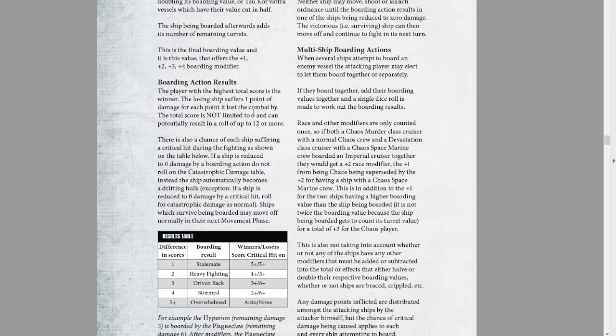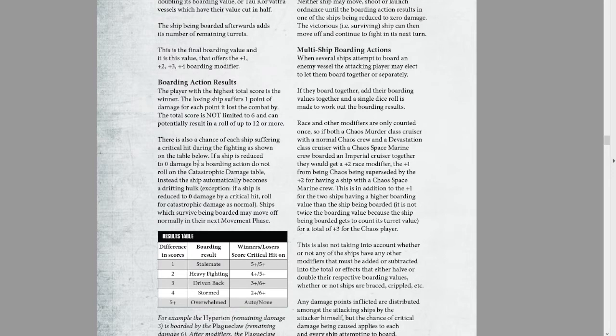So if I roll a 6 and somebody else rolls a 1, they take 5 points of damage that cannot be saved with Brace for Impact. Okay? Now, the difference in the dice rolls, the amount of damage that is taken by the enemy, can also determine whether or not critical hits happen.